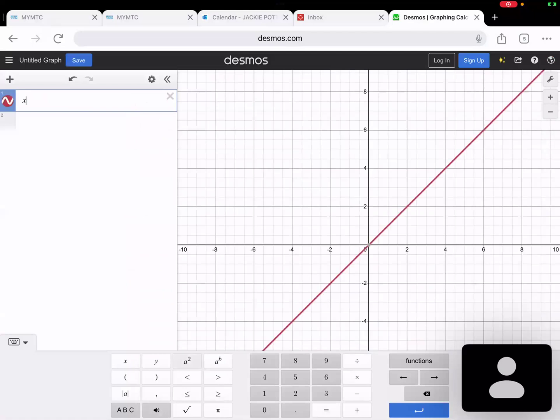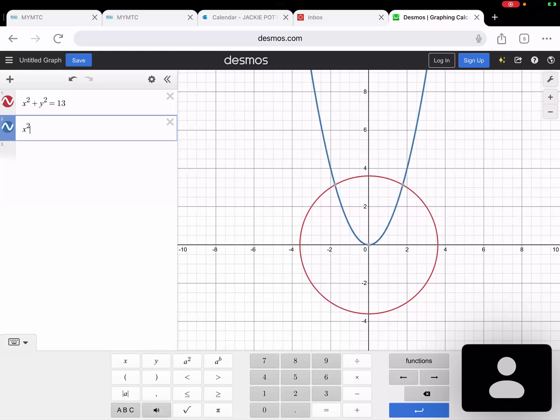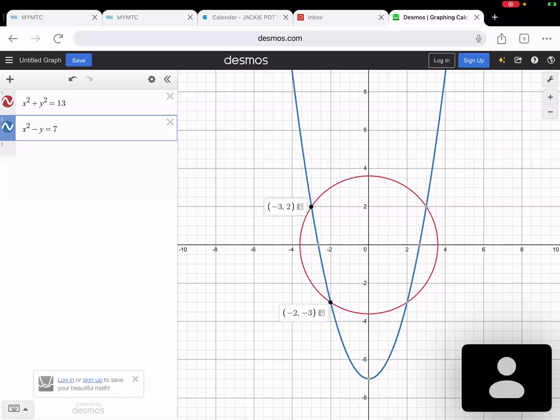All right, x squared plus y squared equals 13, and x squared minus y equals 7. There you go. There's our 4 answers. It shows you how the parabola does cross 4 times.